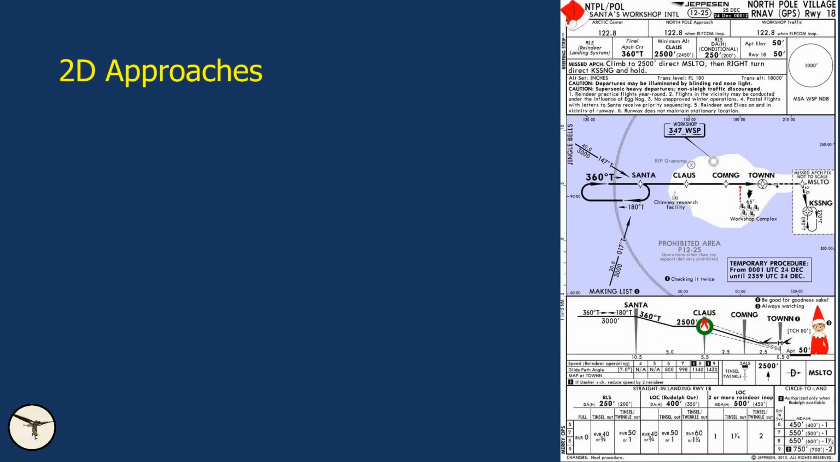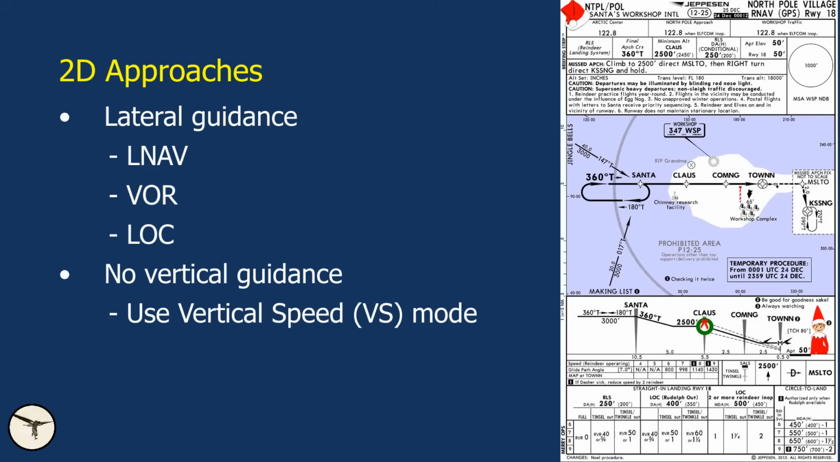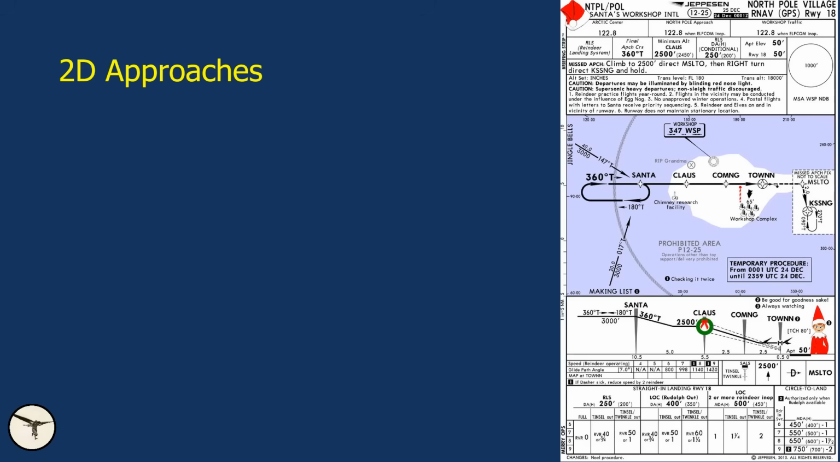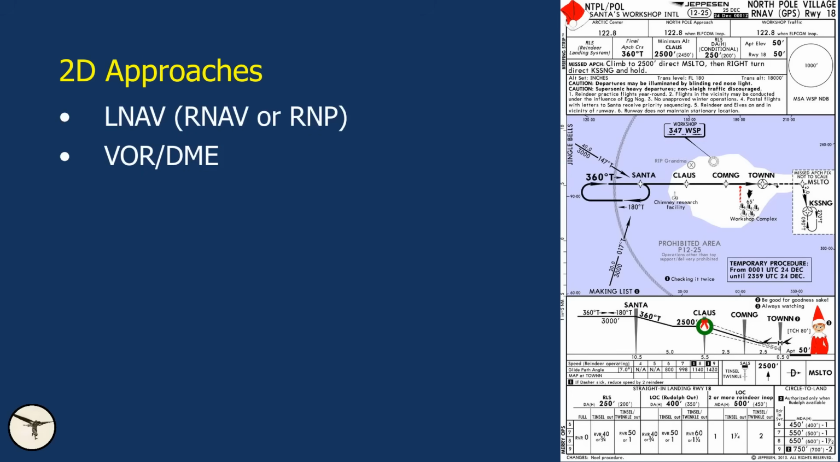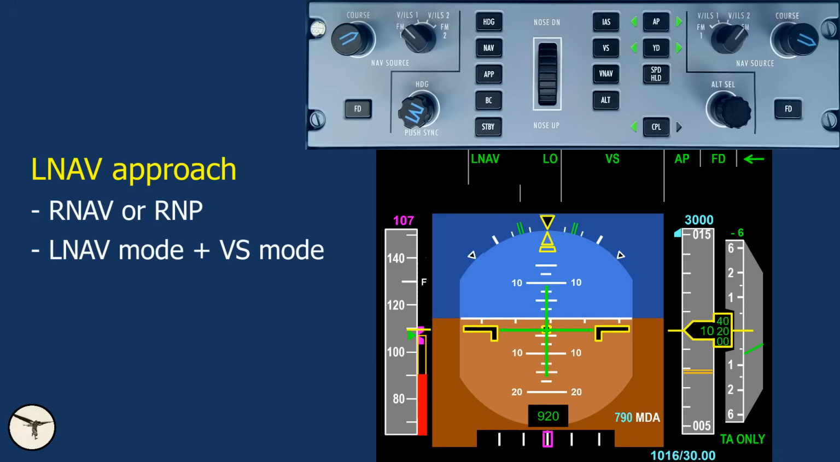A two-dimensional approach is an instrument approach that provides lateral guidance, but unlike a three-dimensional approach, does not include vertical guidance. Instead, the vertical speed mode is used to manage the descent profile. The types of 2D approaches include LNAV approach, VOR DME approach, VOR approach, NDB approach, localizer or LDA approach, and localizer backcourse approach. An LNAV approach is an RNAV or RNP approach where lateral guidance is provided by the FMS.